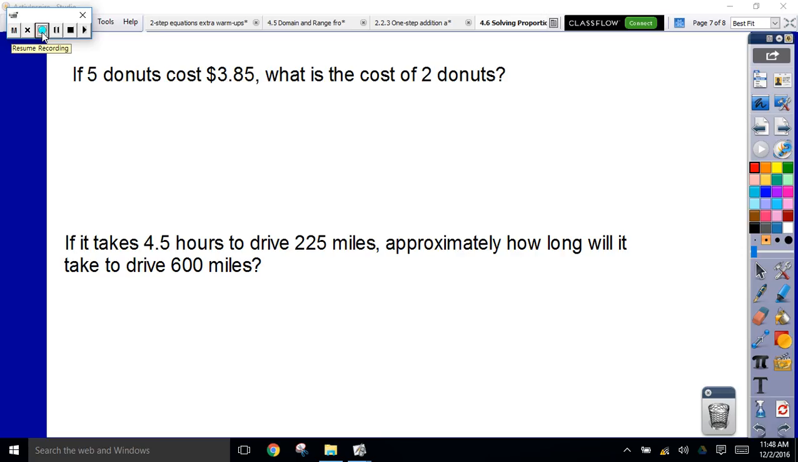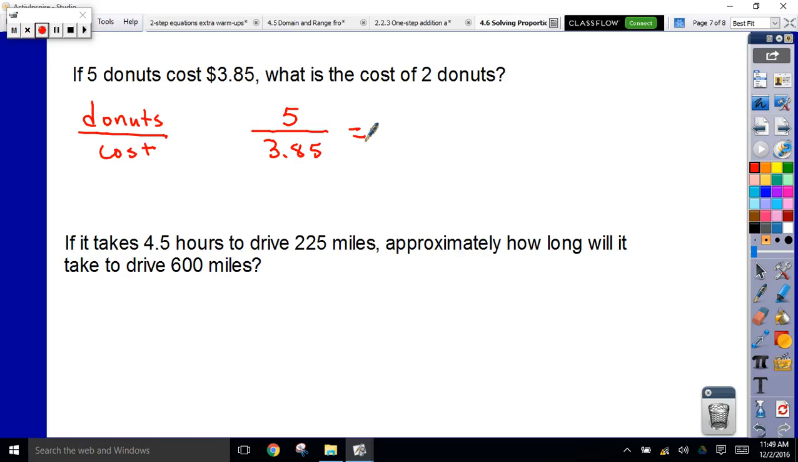All right, we're going to start to go over this. Hopefully, I think everyone has the donut problem at least done. Volunteer for the donut problem. Brian, go ahead. 5 over 3.85. Okay, so you did donuts over cost. Yeah. Okay? Some people did cost over donuts, and that's fine as long as you put the right things together. So there's 5 donuts. They cost $3.85.